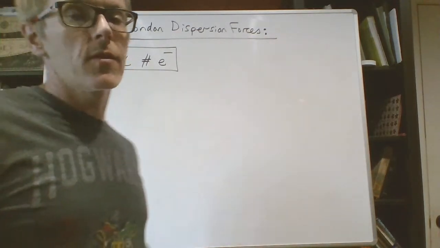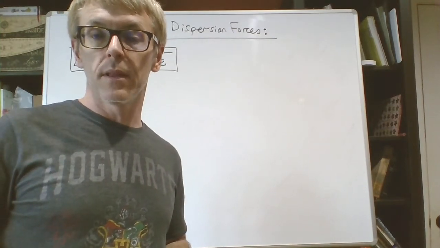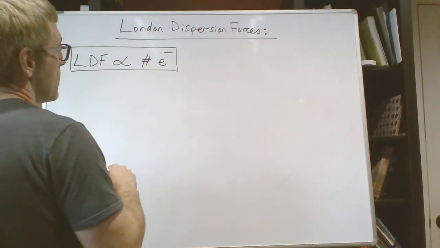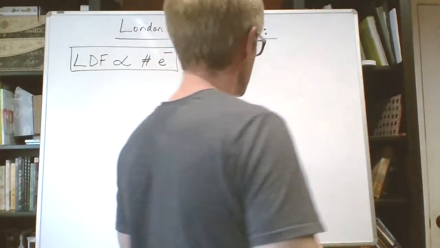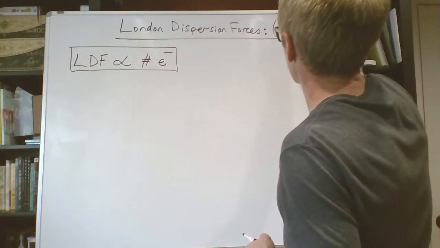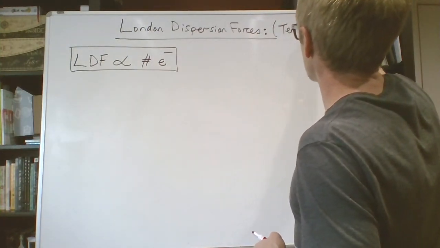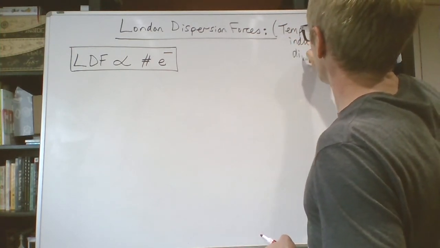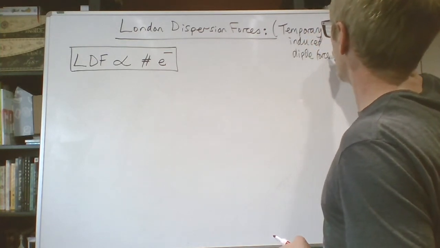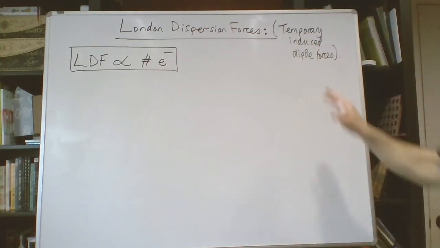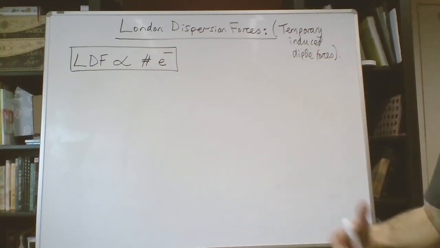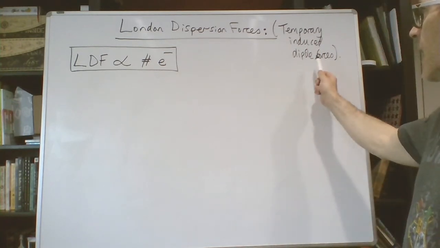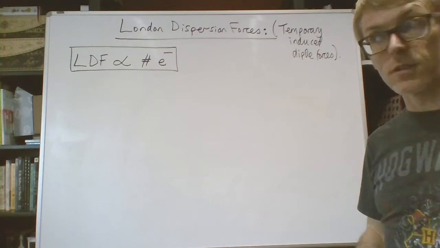Incidentally, London is the name of a German professor, not the capital of Great Britain. So that's an anecdotal fact. And they're also called temporary induced dipole forces. So induce means you have to do something to make them manifest. You can undo the manifestation, so they're only temporary. And when they do manifest, they behave like dipole forces.